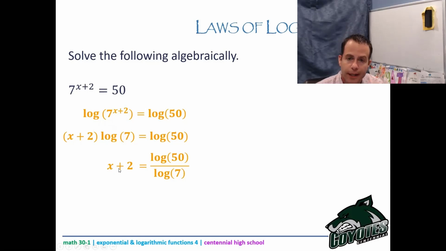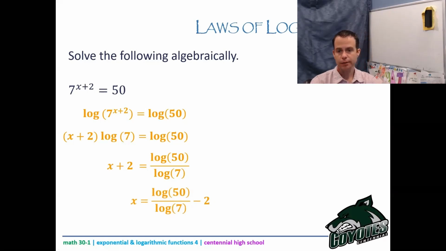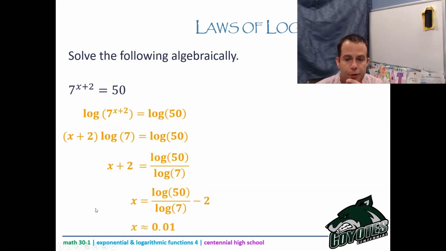So that leaves me with x plus 2 equals log 50 over log 7. So all I chose to do here is at this stage of the game, this is x plus 2 times some number. I got rid of that number just by dividing both sides by log 7. Okay. Now, I still don't have x by itself, but it's easy to do. I just subtract 2 from both sides. So I get log 50 over log 7, subtract 2. Again, that would be your exact value answer. Plug it in your calculator just to make sure you're pressing the right buttons. You would get an approximate answer of 0.01.